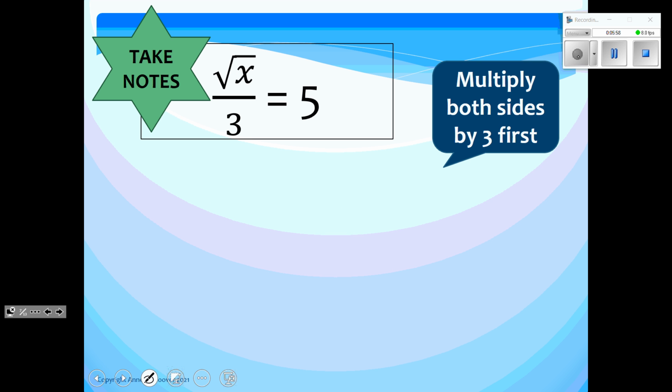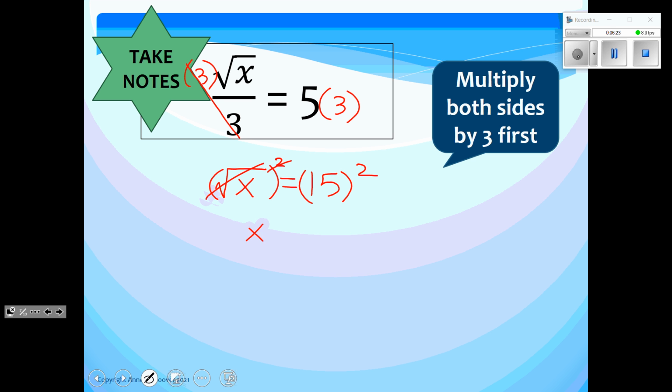Okay, so here we have a radical on the left side being divided by 3, and to get it by itself, first we have to multiply both sides by 3. 3 divided by 3 cancels out, so we have the square root of x is equal to 15. And then if we do the opposite of taking the square root, which is squaring, on both sides of the equation, because what you do to one side, you must do to both sides, you're left with 15 squared, which is 225.